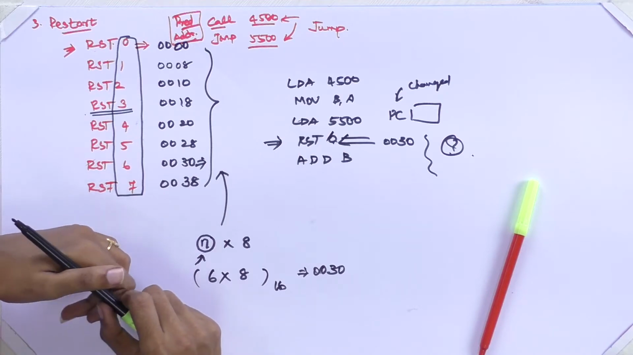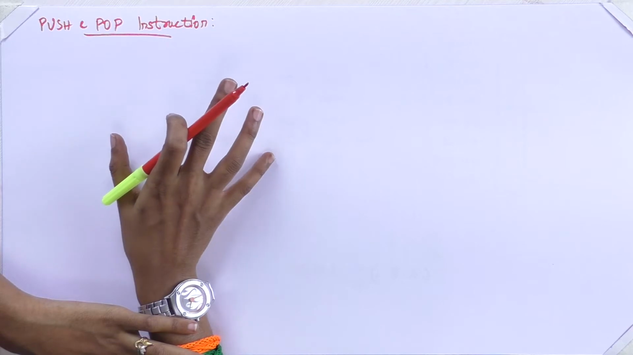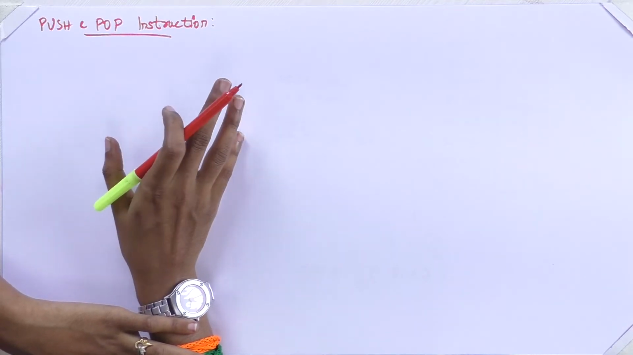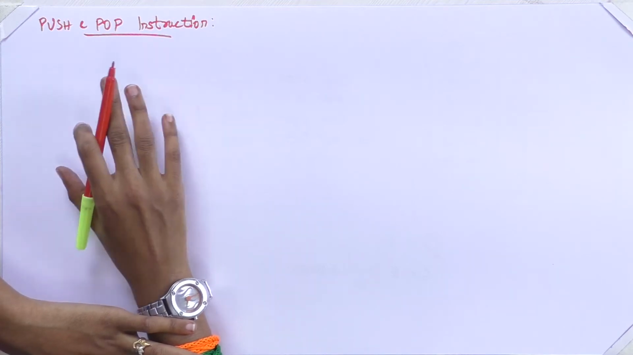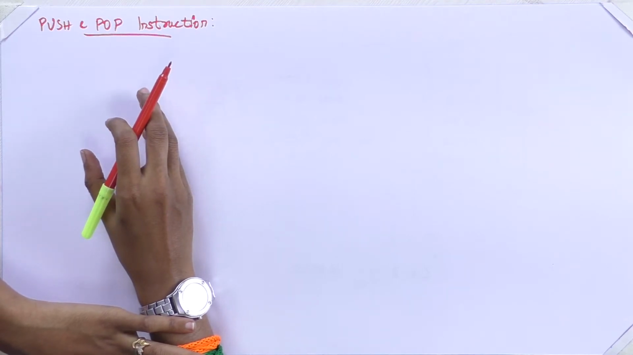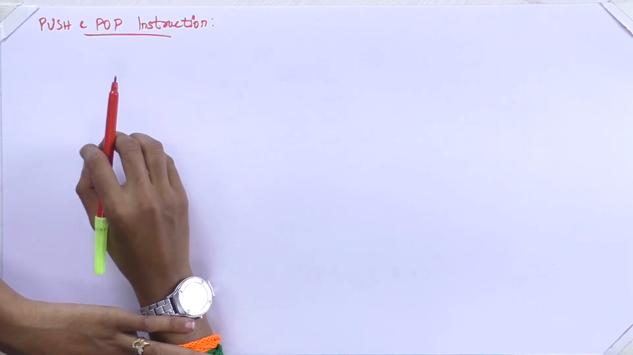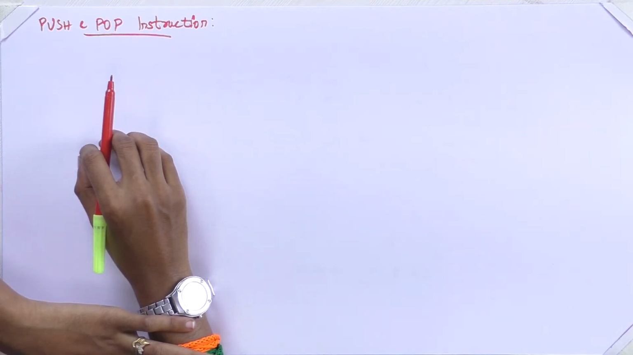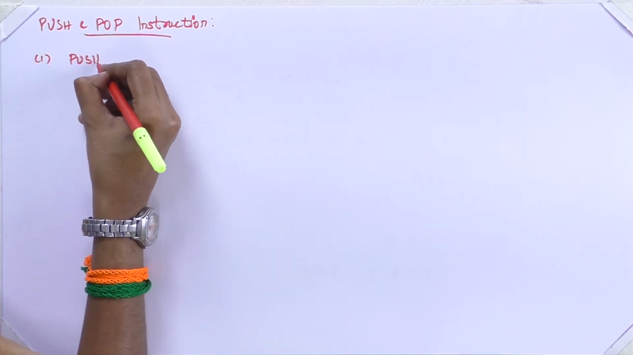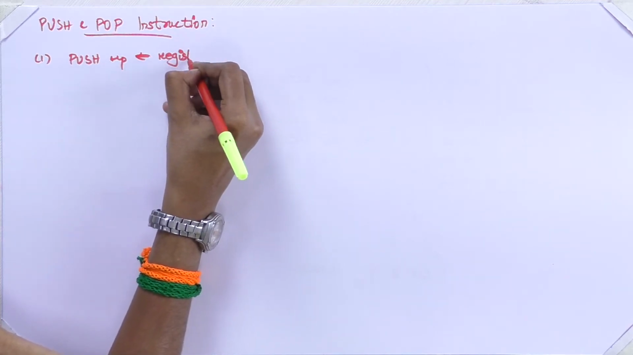Next we will see about the push and pop instructions. If you want to enter a value into a stack, or if you want to get a value from a stack, we will use push and pop operations. You have already seen that in data structures, but here we are going to use push and pop as instructions themselves. Push is entering a value into a stack. Pop is getting a value from the stack. First we will see the push instruction. The instruction that we have is PUSH RP, where RP is nothing but the register pair.